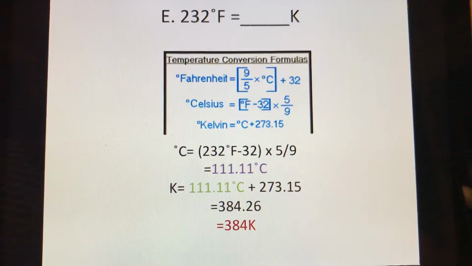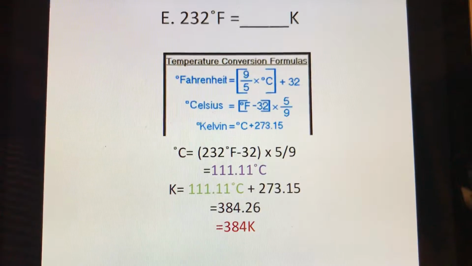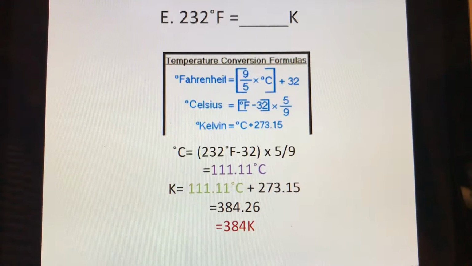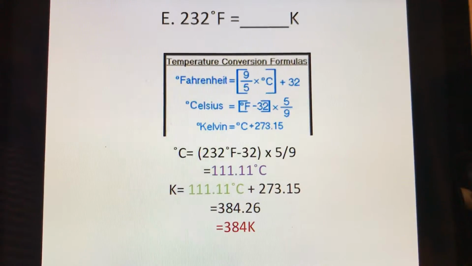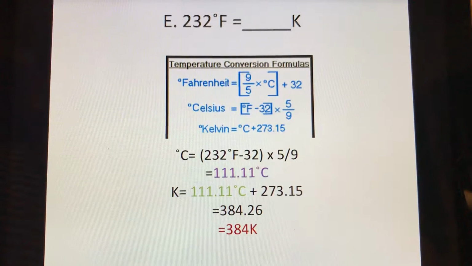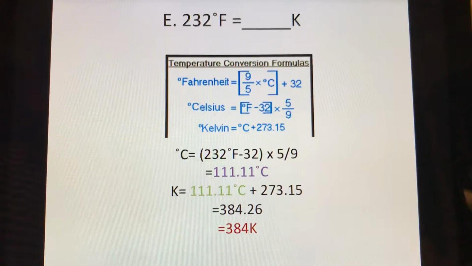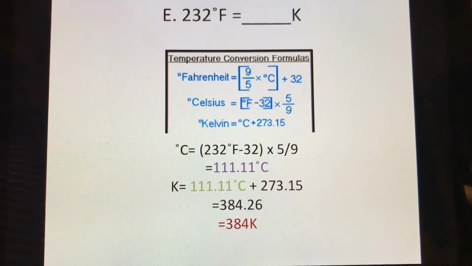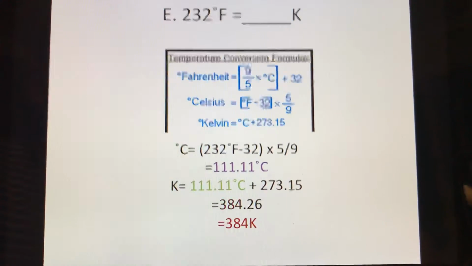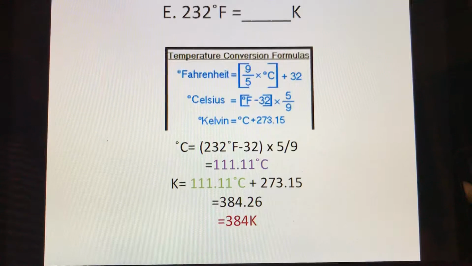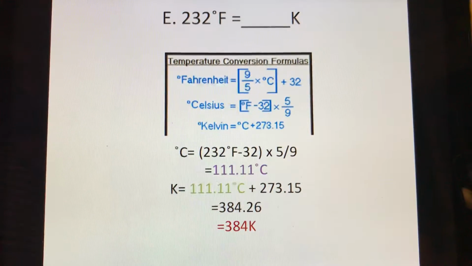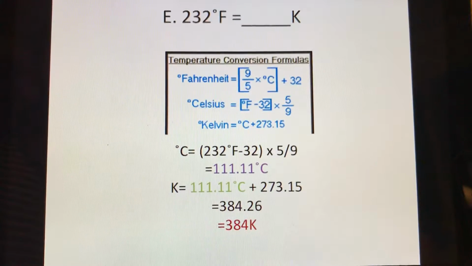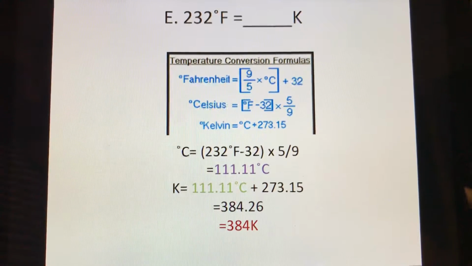For part E, I'm converting from degrees Fahrenheit to Kelvin. We have 232 degrees Fahrenheit. So for this one, it's going to be a two-part conversion formula. We're going to first start off with degrees Celsius. So we're going to plug in that 232 degrees Fahrenheit minus 32 times 5/9, which gives us roughly 111.11 degrees Celsius.